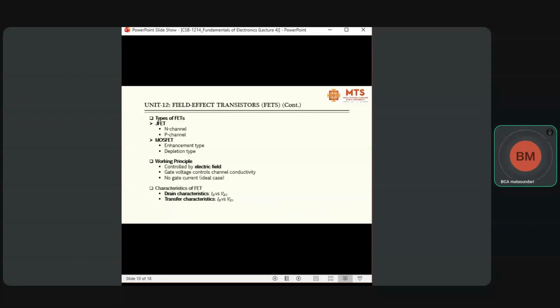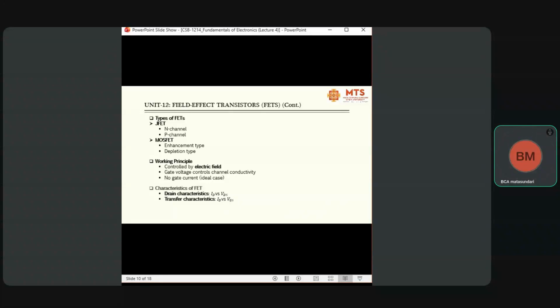See here again, types of FET: JFET has N channel and P channel, and MOSFET has enhancement type and depletion type. The working principle of the field effect transistor is that it is controlled by an electric field. Gate voltage controls channel conductivity, with no gate current.